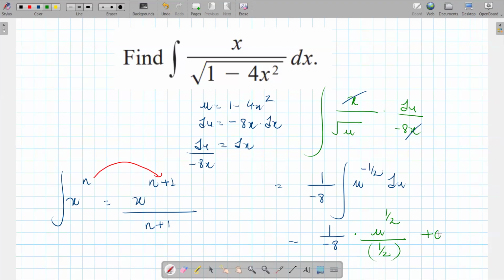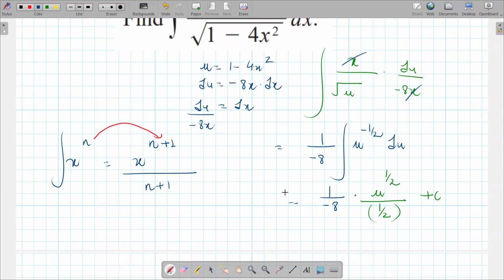It goes to the top. Yes. So our final answer, again, we're going to replace the u, so the 2 goes all the way here. 2 over 8 is negative 1 over 4 times u, which was 1 minus 4x squared to the 1 over 2, plus c. There we go.